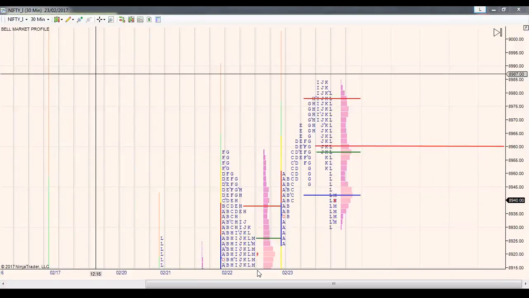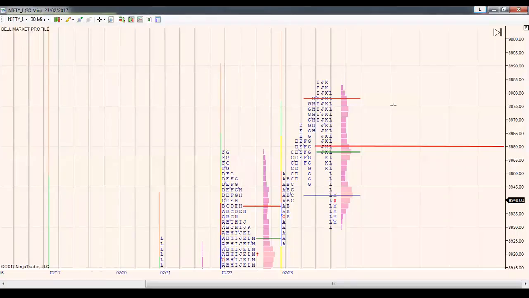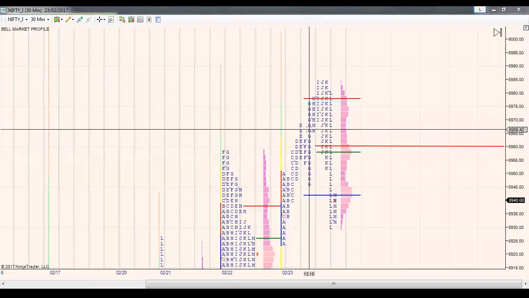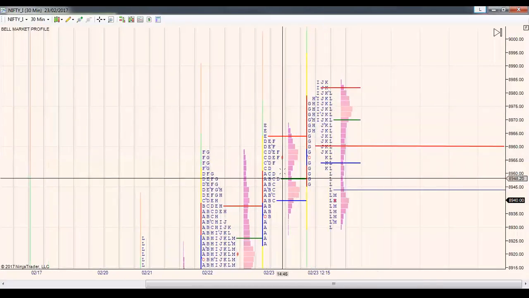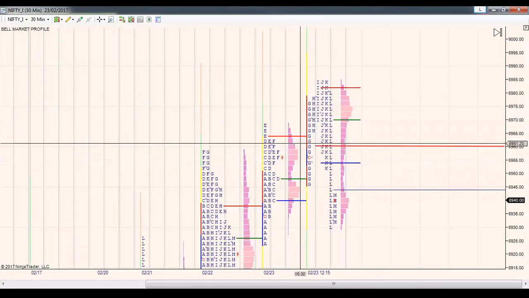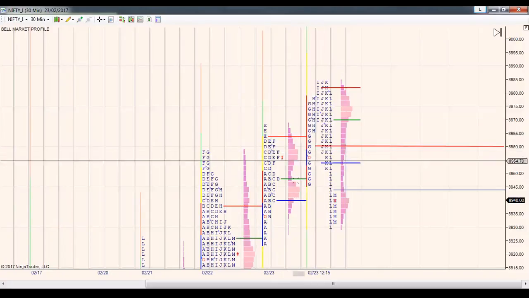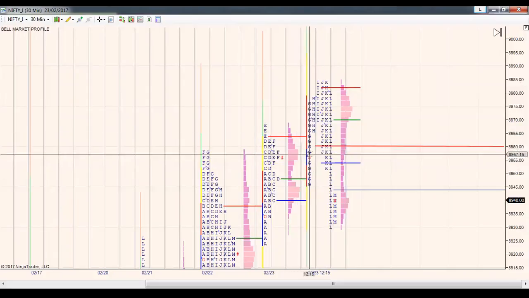It was Sandeep. Okay. So Sandeep, this was the 8960 level. We came down below it in J period, and again we came down below it in K period. Now what he is talking about is this particular high volume node around 8960 when this was happening. Also, 8955 was the VWAP for that particular time.